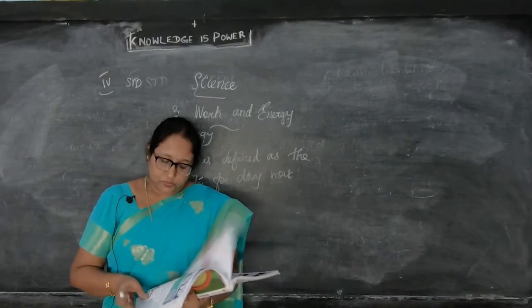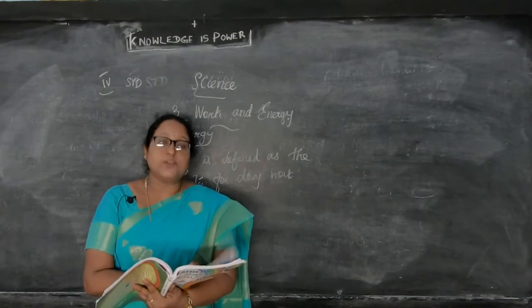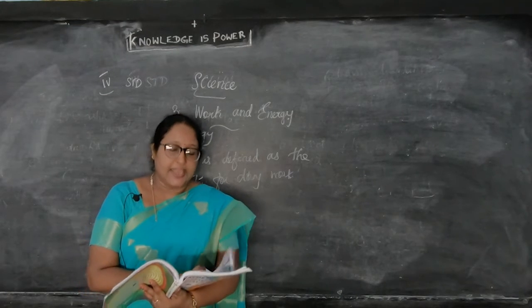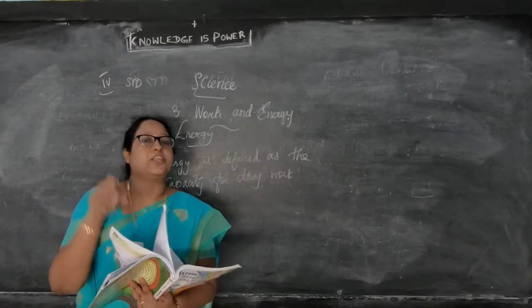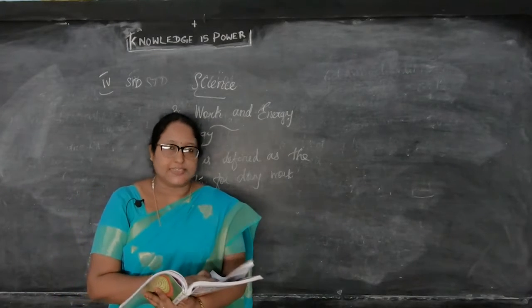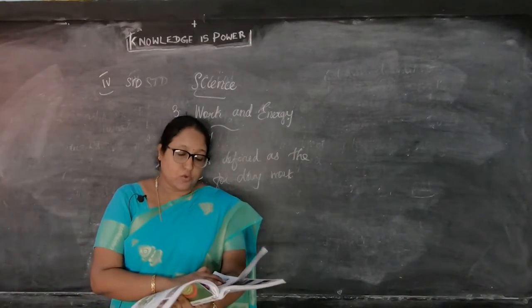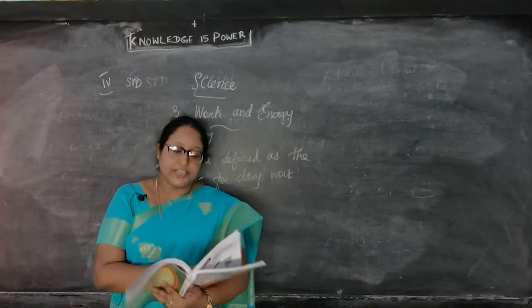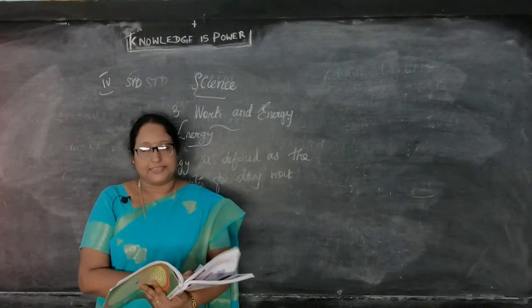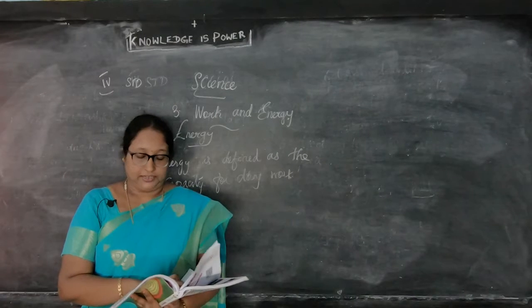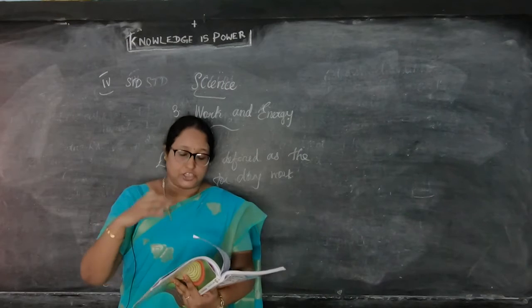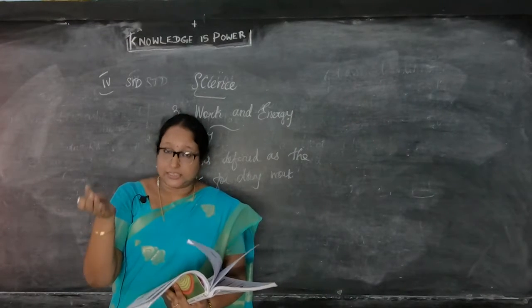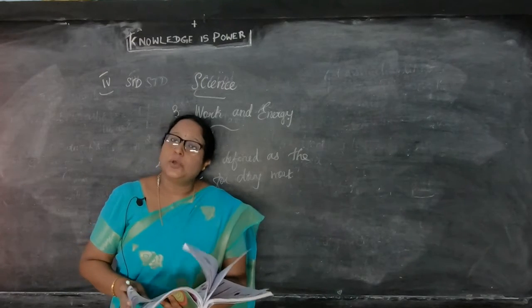Next, what is work? What did I say, children? When a force acts on an object, it moves. It is called work. When the force is applied on an object, it moves, it is said that work is done. Then what is energy? Energy is defined as a capacity for doing work. Energy must be transferred to an object in order to do work.